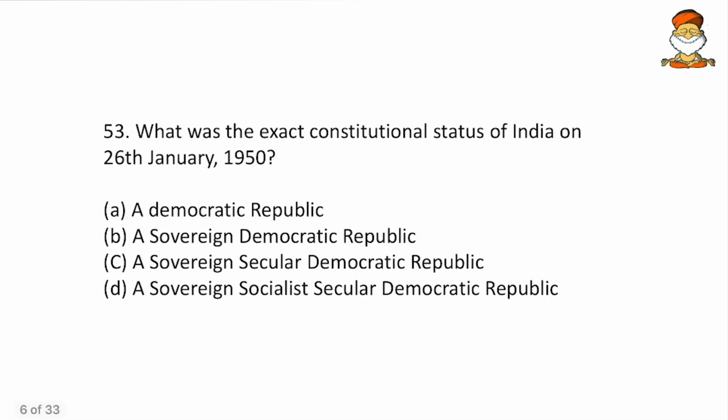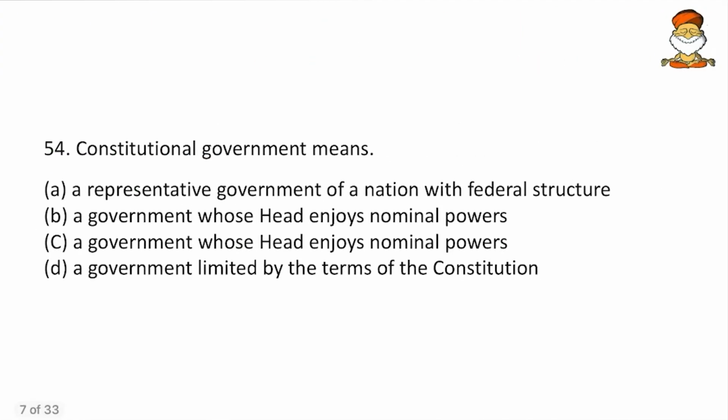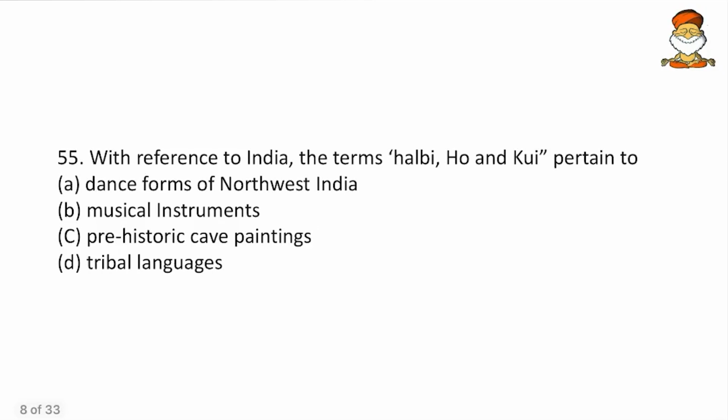Then, what was the exact constitutional status of India on 26 January 1950? It is a sovereign democratic republic. Again, an easy question. Then, constitutional government means a limited government. The word limited speaks volumes here. And then, with reference to India, the terms Halbi, Ho and Kui pertain to what? Friends, here we have the Ho rebellion in the Spectrum book. If you have read the Spectrum book at least once, you can remember that and go for the tribal language, D, as the answer. That is what UPSC demands, friends.